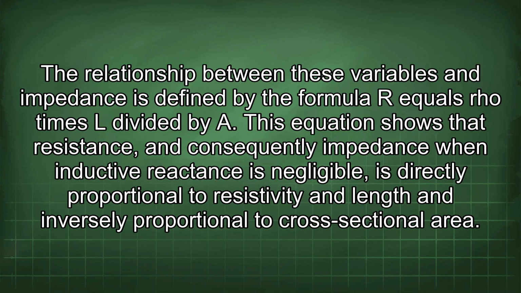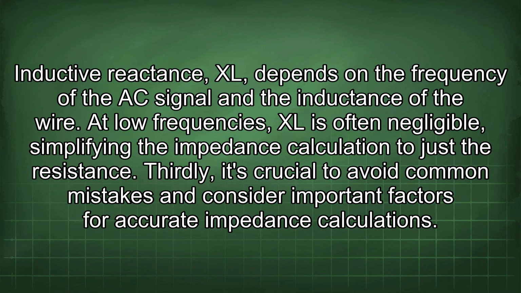The relationship between these variables and impedance is defined by the formula R equals ρ times L divided by A. This equation shows that resistance, and consequently impedance when inductive reactance is negligible, is directly proportional to resistivity and length, and inversely proportional to cross-sectional area. Inductive reactance, XL, depends on the frequency of the AC signal and the inductance of the wire. At low frequencies, XL is often negligible, simplifying the impedance calculation to just the resistance.